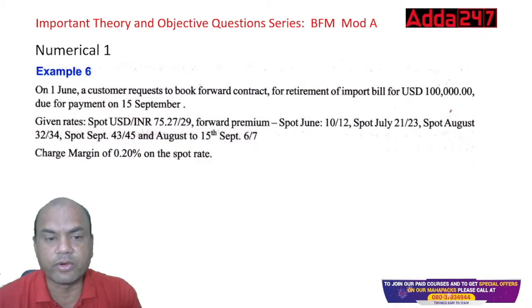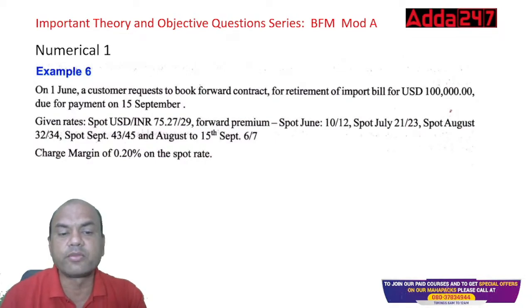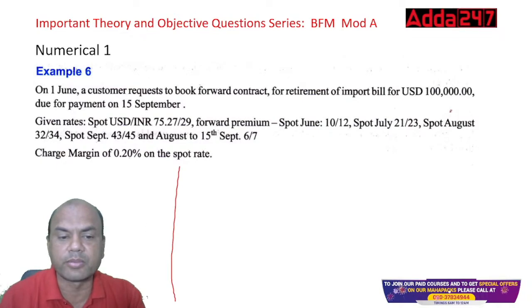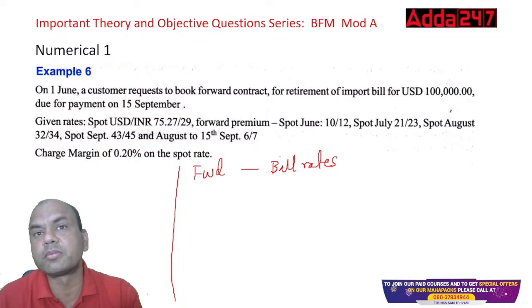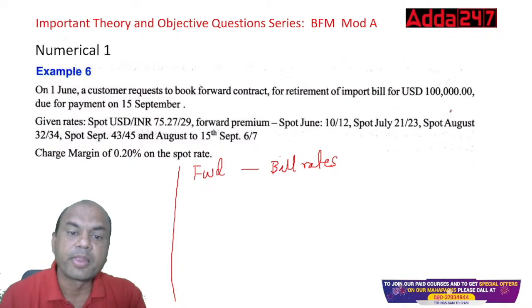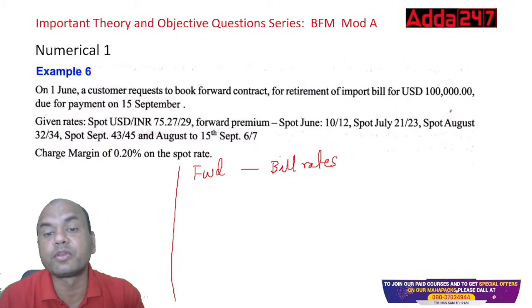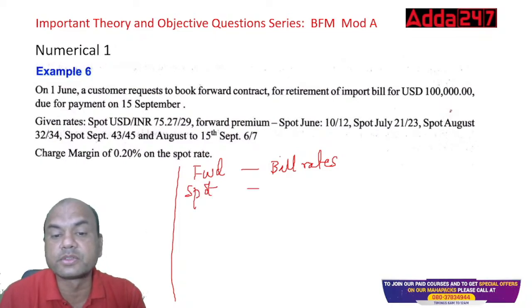Forward contract. Whenever we say forward contract, it must strike your mind that I'll have to use the forward rates, the bill rates. Remember this, bill rates. Whenever I'm talking of forward contracts, I'll have to use bill rates. Whenever I'm talking of spot transactions, I'll have to use TT rates. Here I'll give you the classification. Spot transaction, you'll have to use the TT rates.